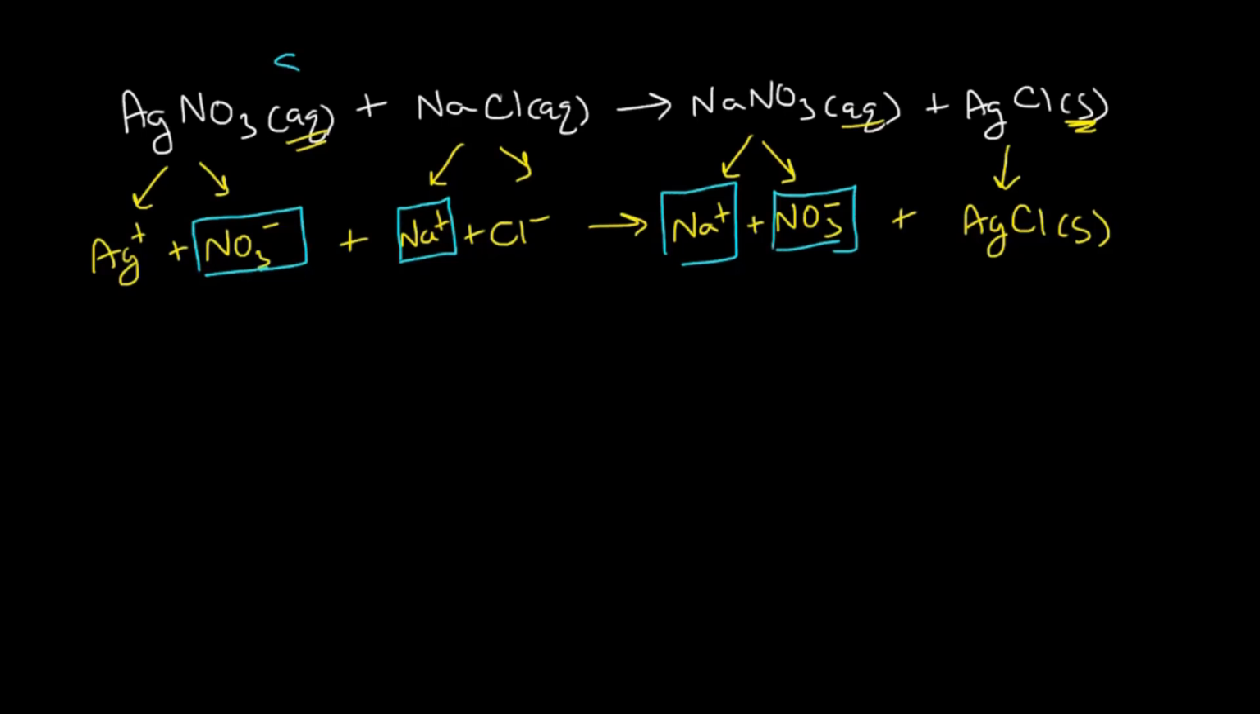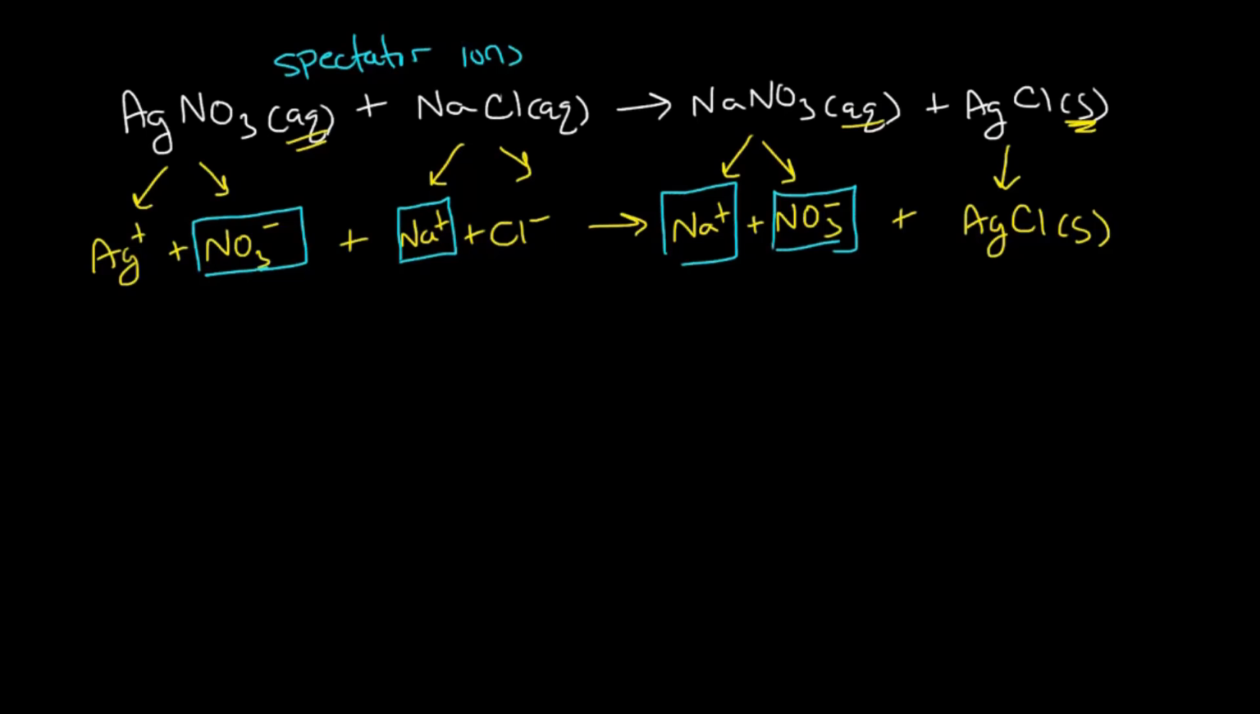So we'll write that up here, spectator ions. They look identical on both sides of the chemical reaction, reactants and products. They're not participating in the chemistry, but they're watching it happen. So they're spectating. It's like watching a baseball game or a football game. You're there, but you're not doing anything.